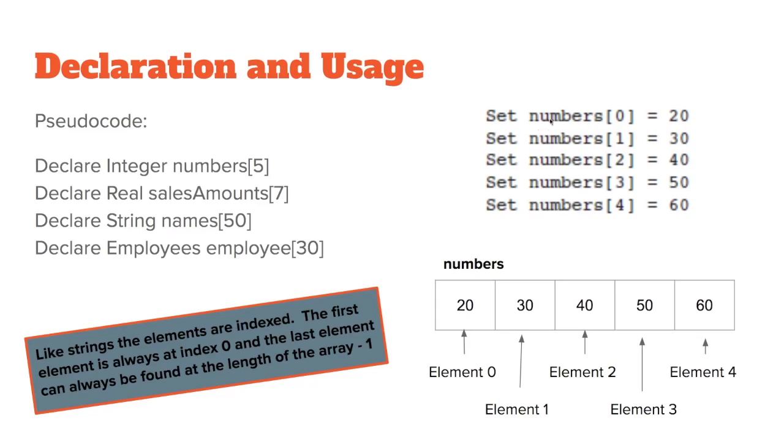Somewhere throughout the execution of the program, the processing, I might do something like set the numbers at index 0 to 20, numbers of 1 to 30, numbers of 2 to 40, so on and so forth. And so you can see now this one data structure has 5 different elements in it, all indexed from 0 to 4, because we always start at 0 and we go up to the length minus 1.